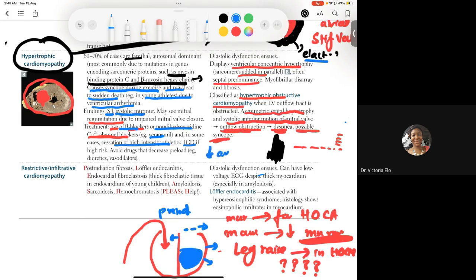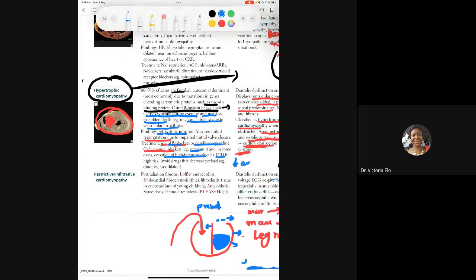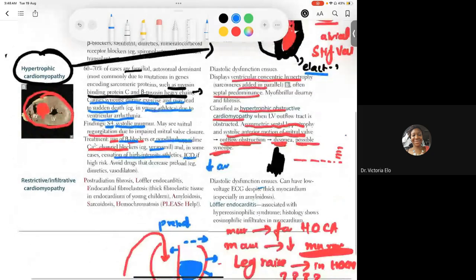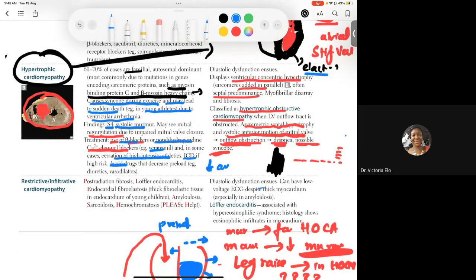And as we discussed, we can also have arrhythmia in hypertrophic obstructive cardiomyopathy due to a lot of hypertrophy disrupting the electrical activity of the heart. Is it clear? Avoid drugs that decrease preload, like diuretics and vasodilators. Why? Now you guys know that.